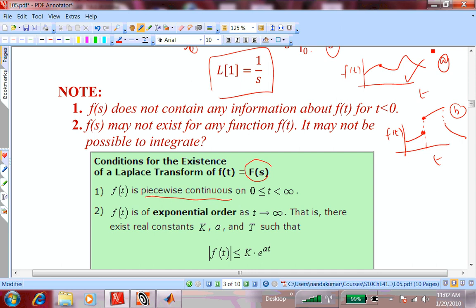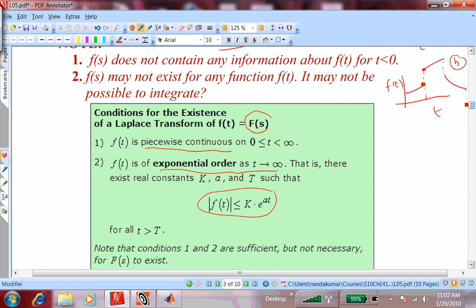The other condition is f of t is of exponential order as t goes to infinity. And they put it in a complicated way. That is, there exist real constants k, a, and t such that this condition is satisfied. What does it really mean? And does it make intuitive sense to us? What are we doing in the Laplace transform? We are taking any function f of t, multiplying it by e to the power minus st, and then we are integrating it, right?